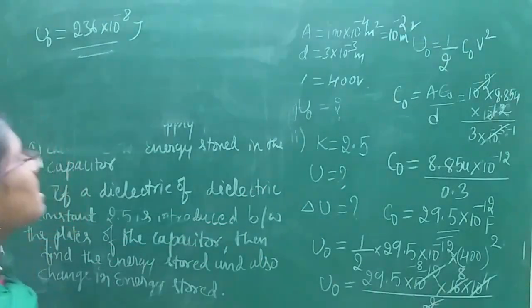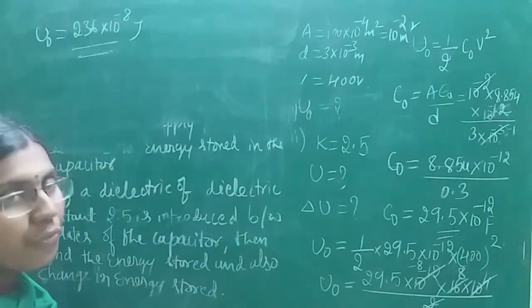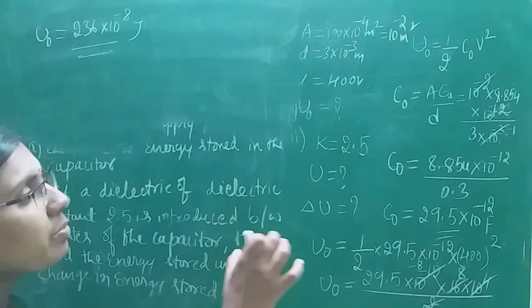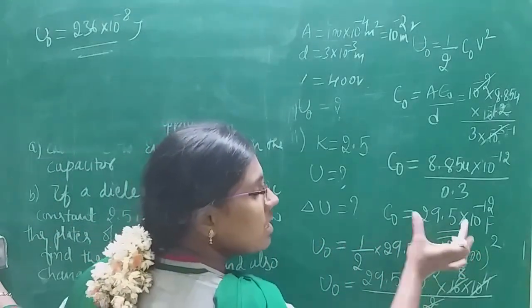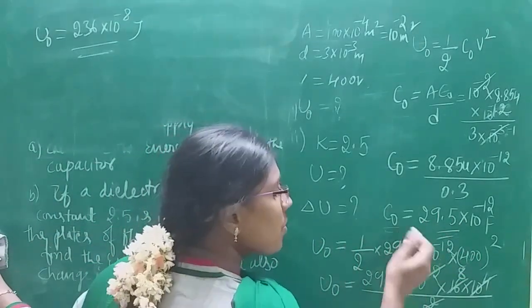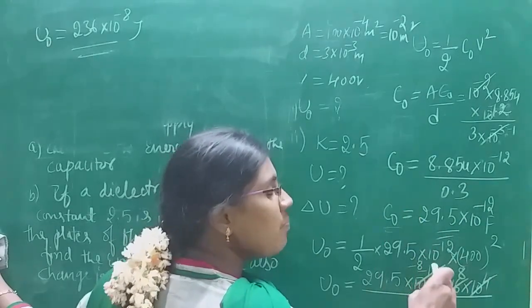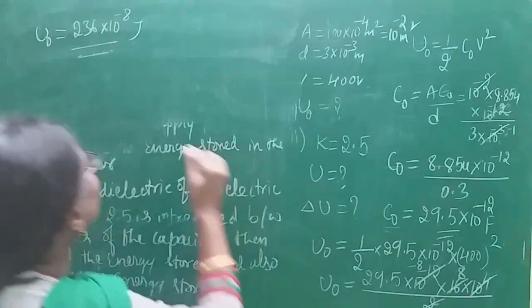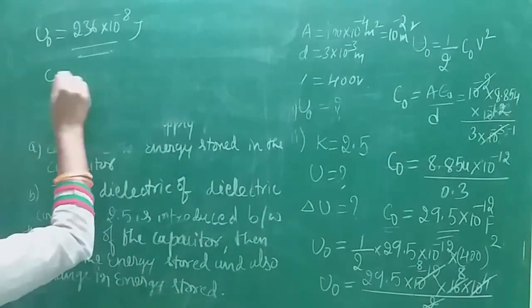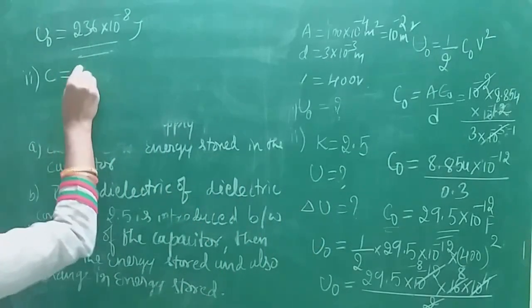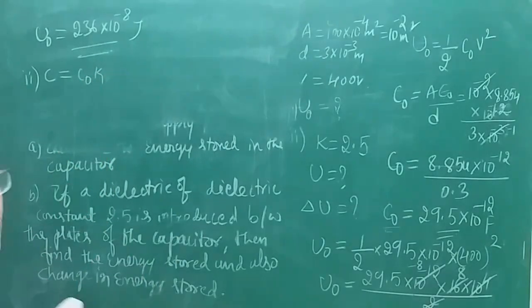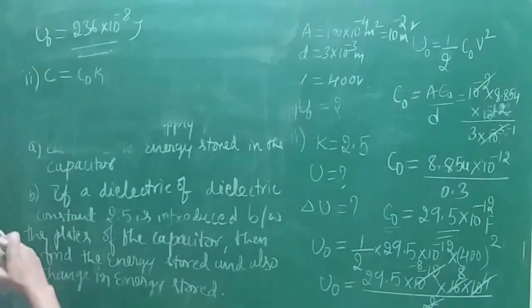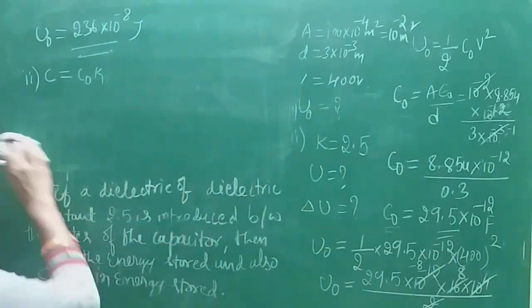Now, in the same way, we have to calculate the energy stored if the medium is filled between the two capacitors. Suppose we consider the two plates of the capacitor: if air is filled between those two plates, then we know the capacitance. If we place the dielectric medium in between the same two plates, then the capacitance of that capacitor can be written as C is equal to C naught into K. That I have told you in the previous theory class, right?